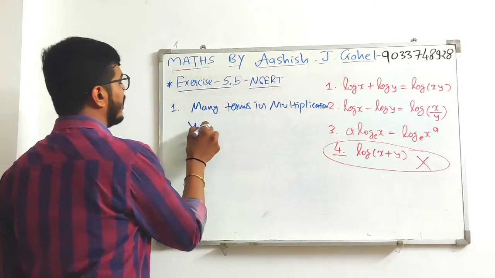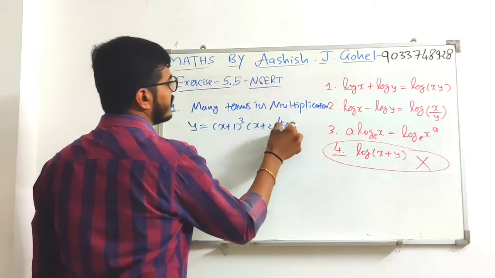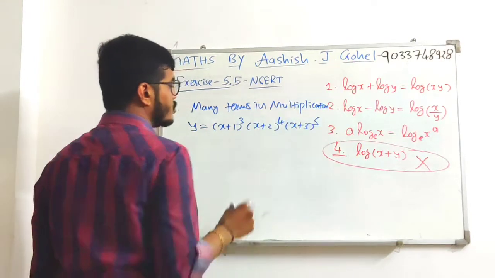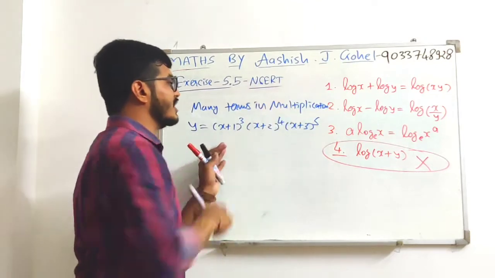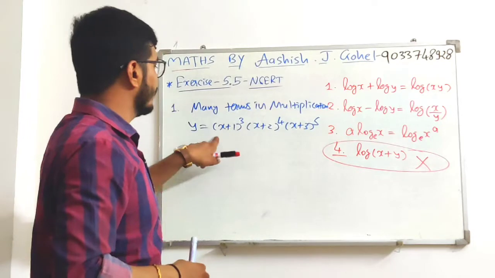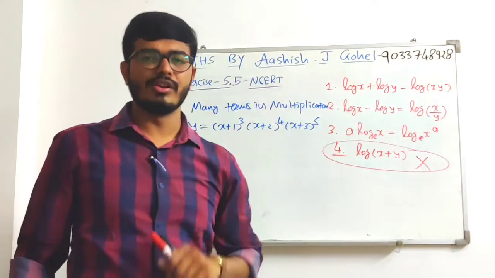Let us take an example of this kind of question. Say we are given this. If I apply the product rule here, then it will be quite lengthy. So better, we can apply log, then use this property, and then we can solve.